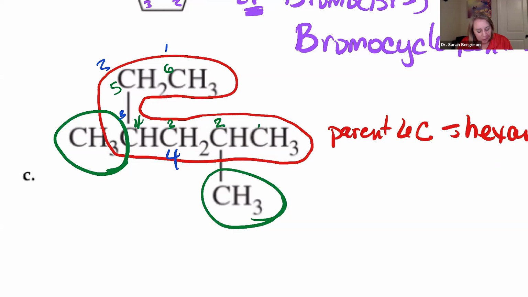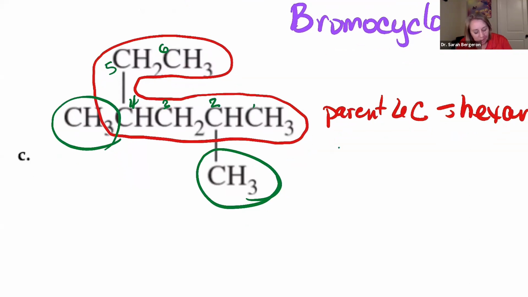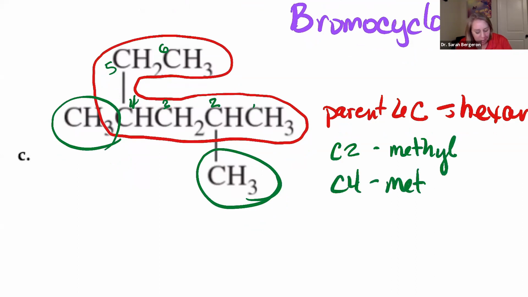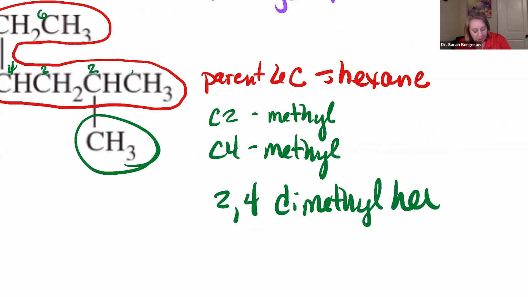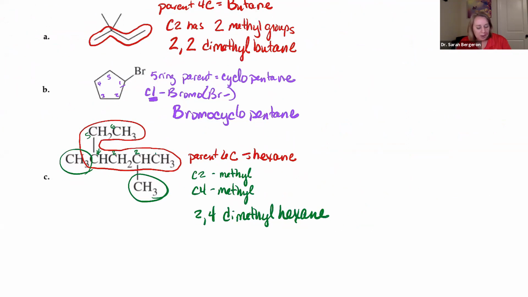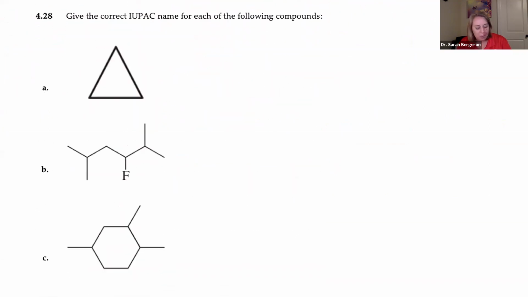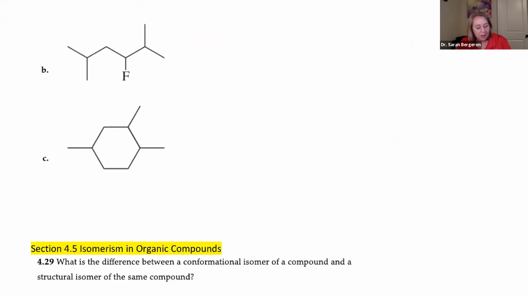Okay, so we're going to get rid of these blue numbers, right? When we name this, we're going to say on carbon 2, we have a methyl group, and on carbon 4, we have a methyl group. So I'm going to put all this together, and I have 2,4-dimethylhexane. Okay. And I think, oh no, we have one more. No, that we're going to do in class. Okay, and that's it.